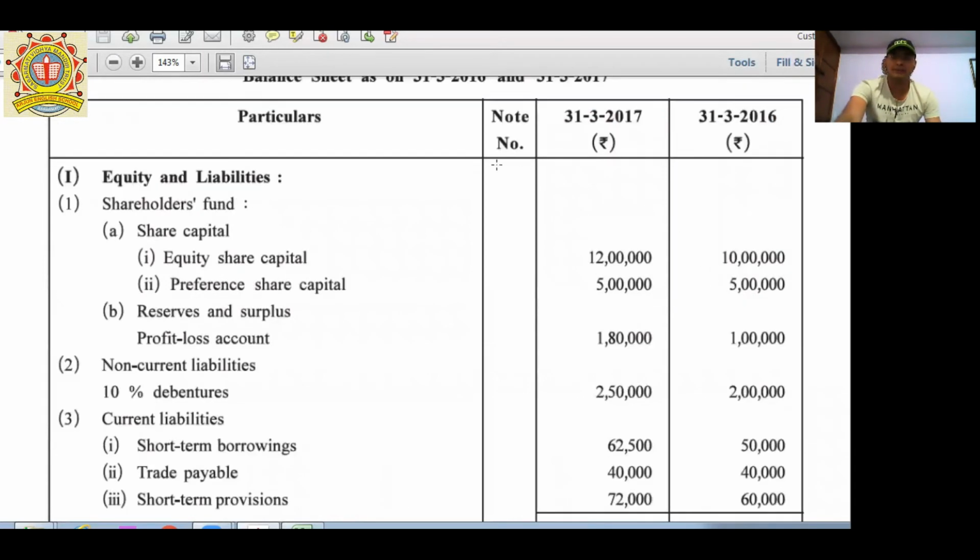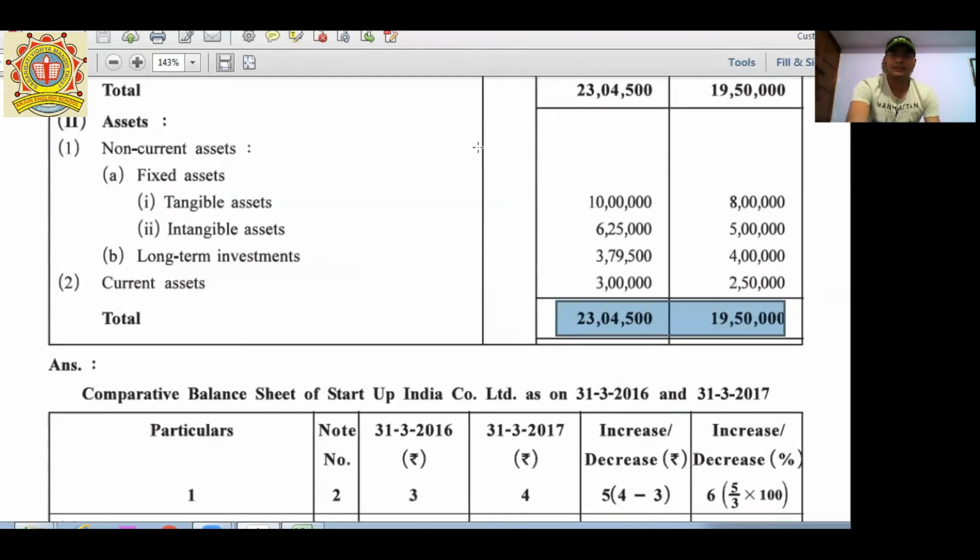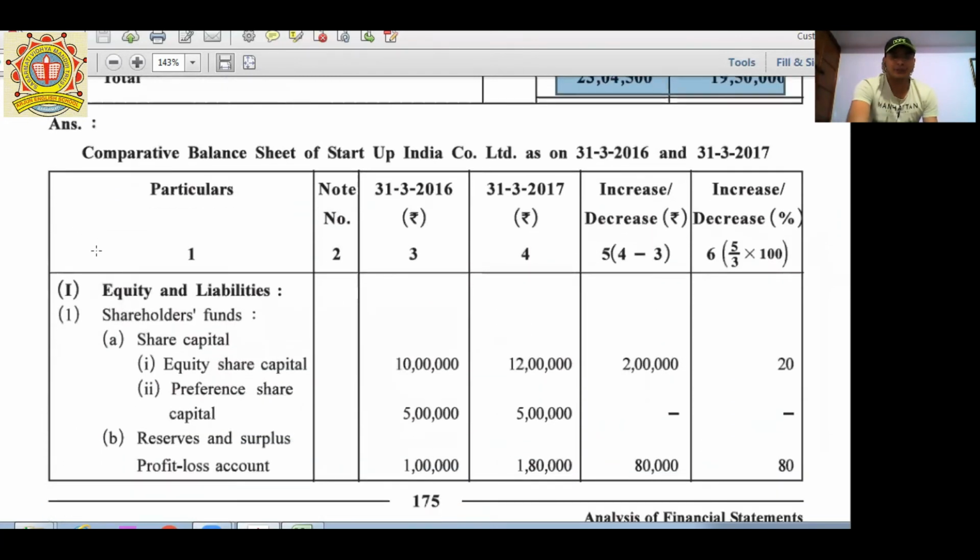Now, on the basis of this balance sheet, we have to prepare our format for comparative balance sheet. Our format is same for profit and loss account as well as balance sheet. It means we have to prepare 6 columns: particular, note number, previous year, current year, then increase or decrease in amount, and last column increase or decrease in percentage. Only the difference is this particular column, because now we have to put the format for balance sheet.